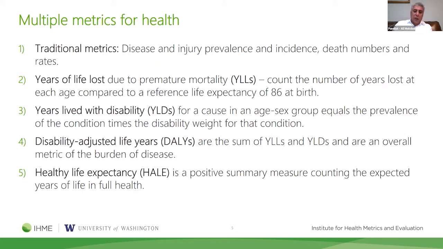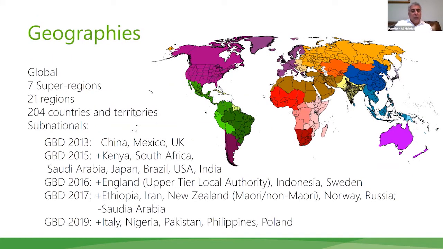And of course, we provide life expectancy and healthy life expectancy. We have 7 super regions, 21 regions, 204 countries and territories. And for many countries, we have subnational estimates. In Africa, we have South Africa, Ethiopia, and Kenya.